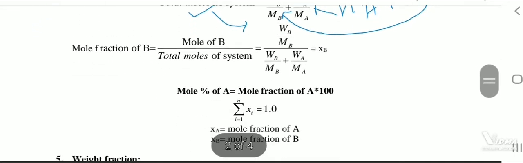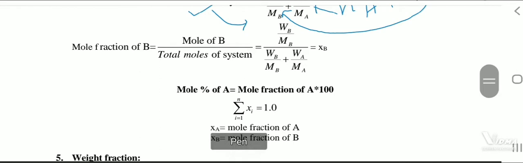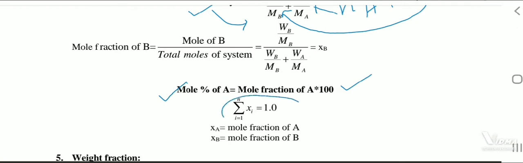Then next, mole percentage of A equals mole fraction of A times 100. And the summation of mole fractions of a system will always be equal to 1. For example, in a binary system consisting of A and B, the mole fraction of A plus the mole fraction of B will always be equal to 1.